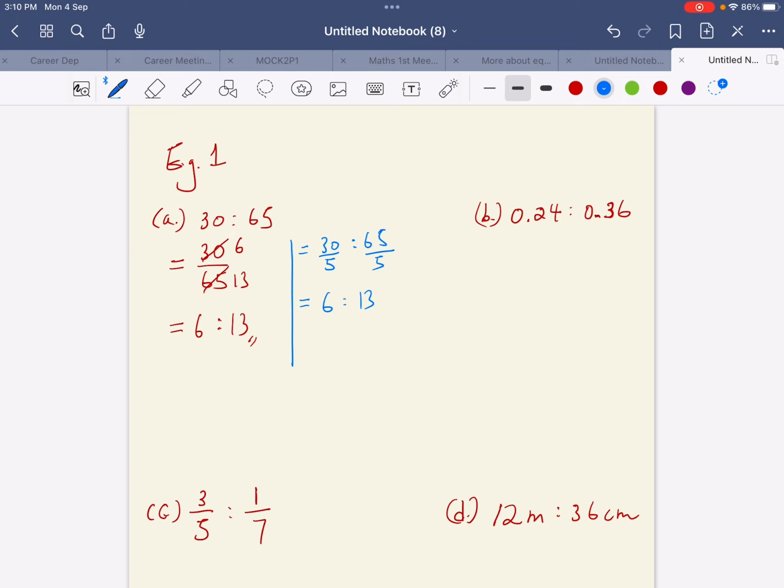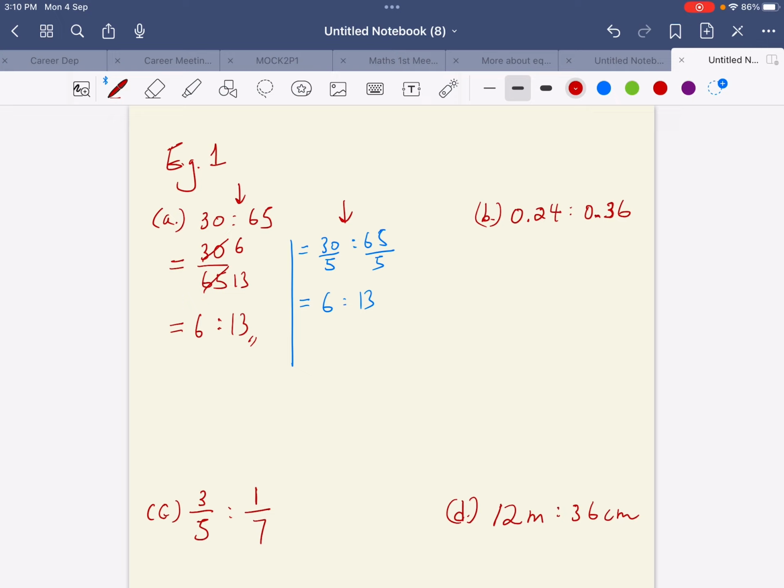And honestly, for myself, I would prefer to use the right-hand side way because that's more convenient. But of course, for the left-hand side way, you also need to know it, because this is the basic meaning of the ratio, that to write it down is a fraction, okay? So how about question B?